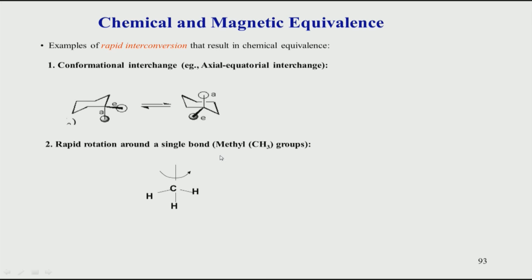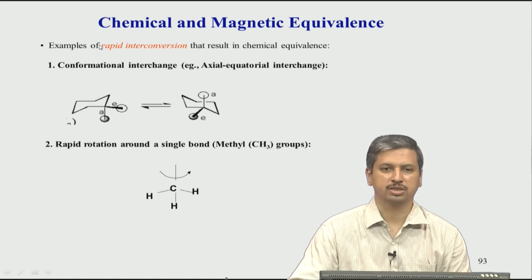So, this is another case where there is a methyl group here, a methyl group in this. We can look at this particular axial equatorial if they interconvert. So, another reason chemical equivalence can come is if they rapidly interconvert between each other. So, this is what is shown here. For example, we know in a methyl group. So, let us look at a methyl group.